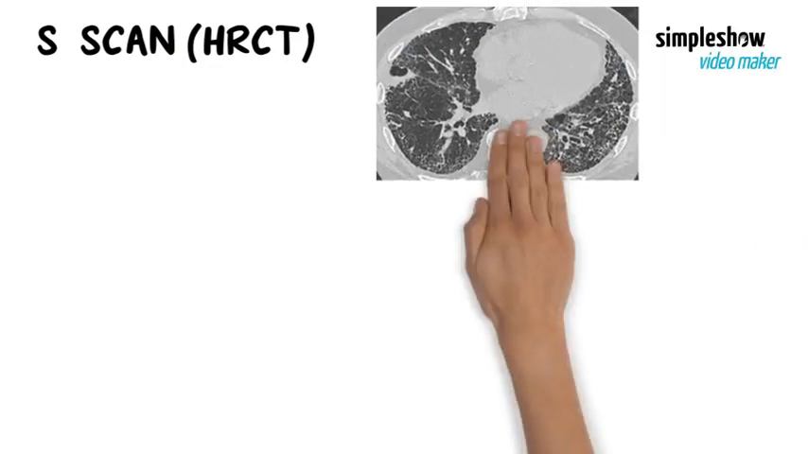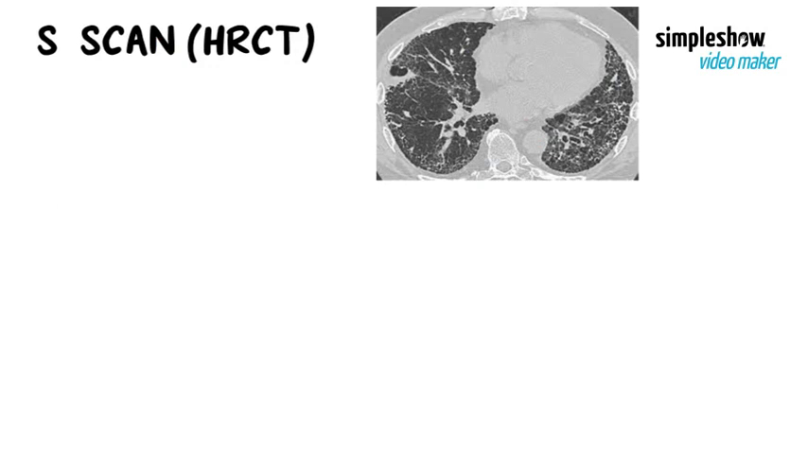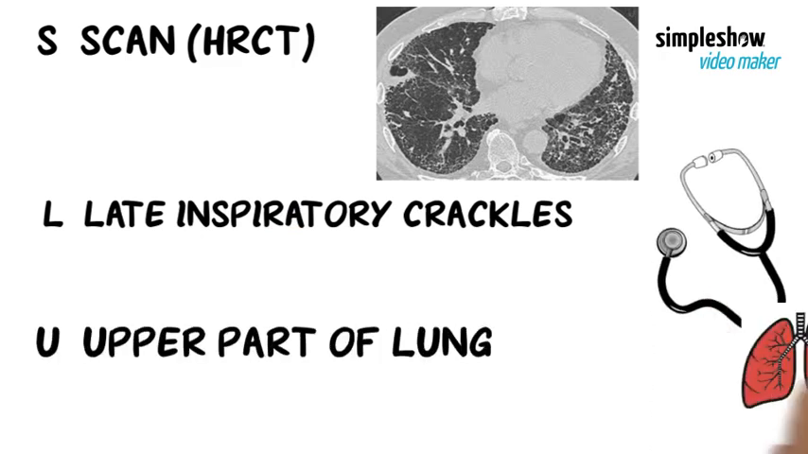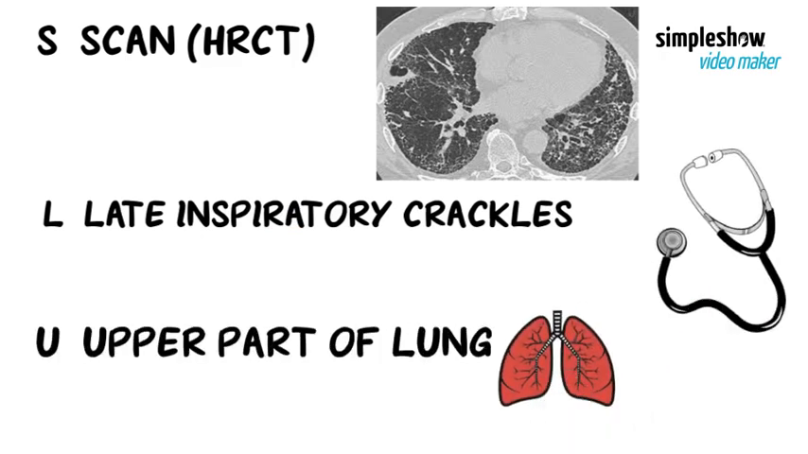S is for scan. High-resolution CT scan is the most significant investigation in this case. Findings on the scan are honeycomb appearance of lungs, ground glass opacities, thickening of alveolar septa, traction bronchiectasis and inspiratory mosaic attenuation. L is for late inspiratory crackles, which we find on auscultation. U shows upper parts of lung. The upper part of the lung is affected predominantly in this disease.